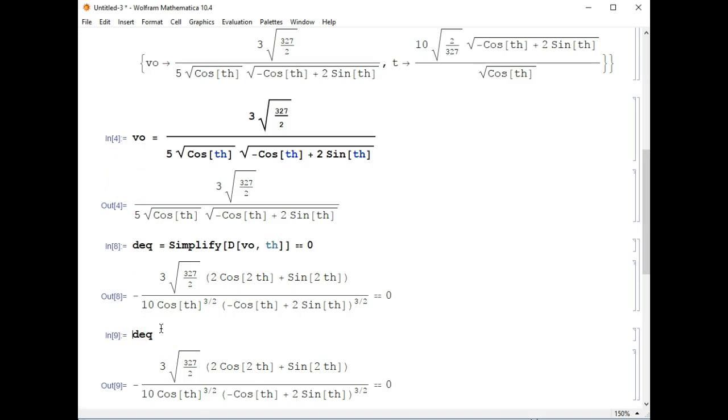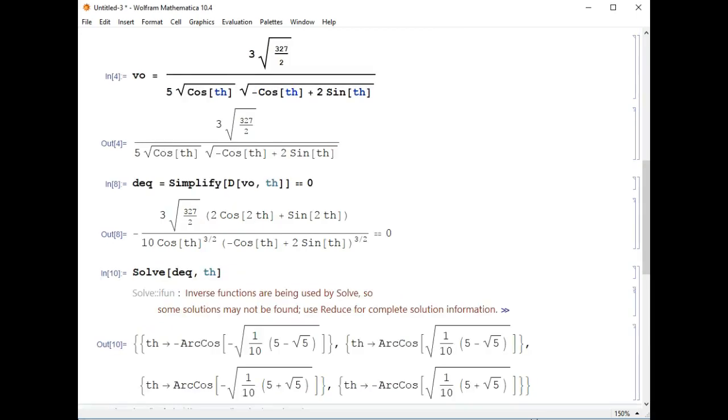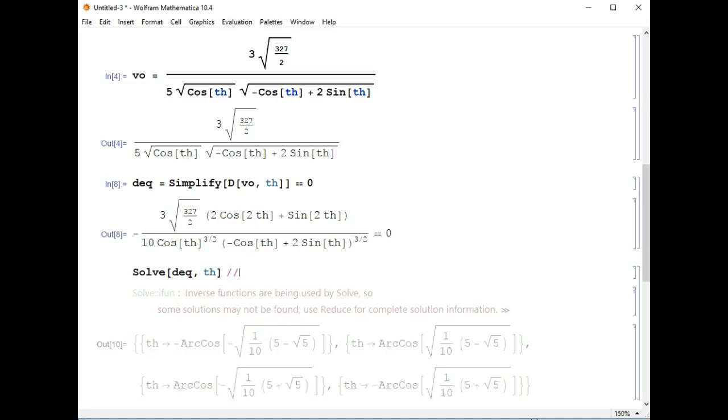All right, so what do you want to do with this equation? Oh, I want to solve it. Solve DEQ. What do you want to solve for? Well, the only thing that's in there is TH. All right, so solve it for TH. Okay, so here we go. And it says inverse function, blah, blah, blah. Okay, it's just telling me how it solved it. You know what? I'd like to see that as a number. So, you know what? Give it to me as an N.